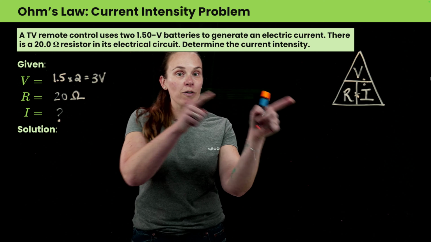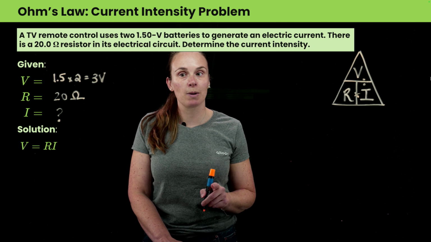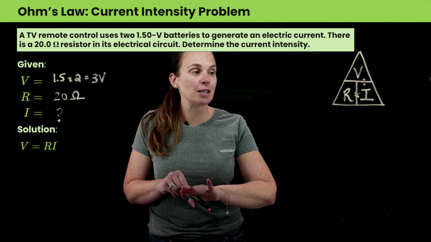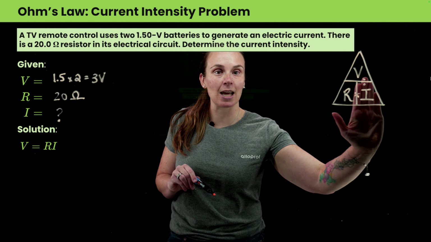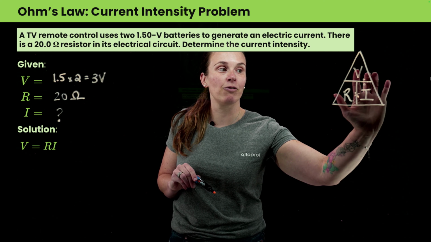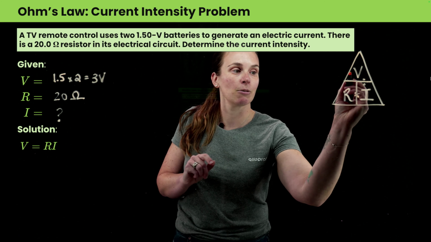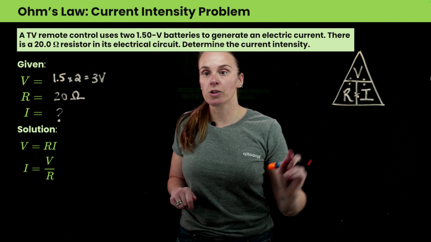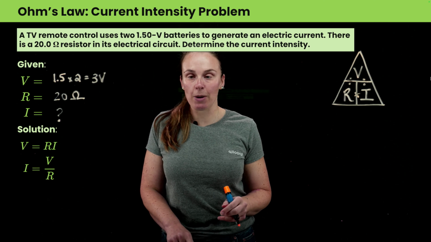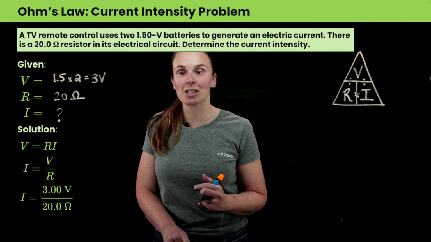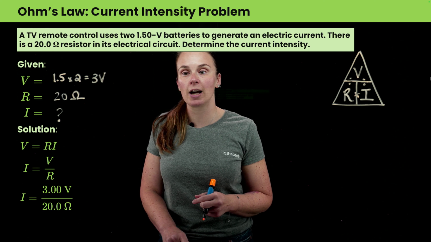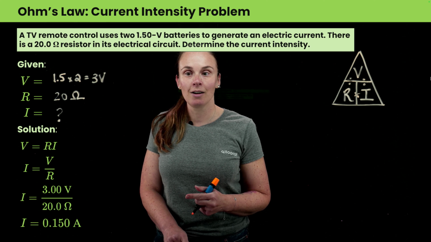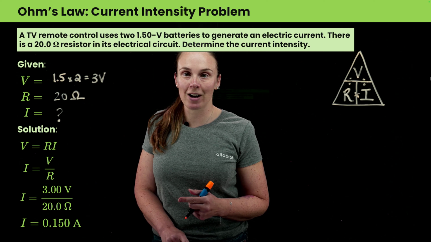So I'm going to go over to my formula. We remember our formula is V equals R times I, but this time I'm looking for intensity. So I'm going to cover up intensity, and I see that it is voltage divided by resistance. So intensity equals voltage divided by resistance. I'm going to take my values and substitute them in. So 3 volts divided by 20 ohms, and if I put those in my calculator, I get an answer of 0.15 amps.